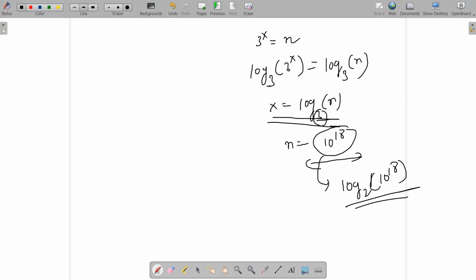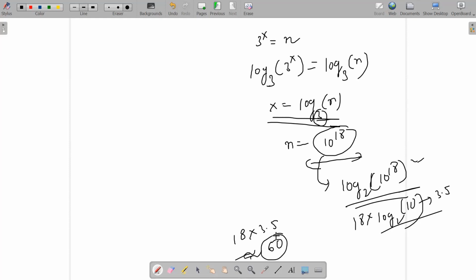So what is this value equal to? You bring your 18 to the multiplication format, and then it's 18 times log 2 10. This is roughly equal to 3.5, so 18 into 3.5 is roughly approx 60 maybe. This is the overall number of times my loop will be running. So to cover a huge range, my log has just done 60 operations to solve my entire problem. 10 to the power 18 is not a joke, I guess, right?